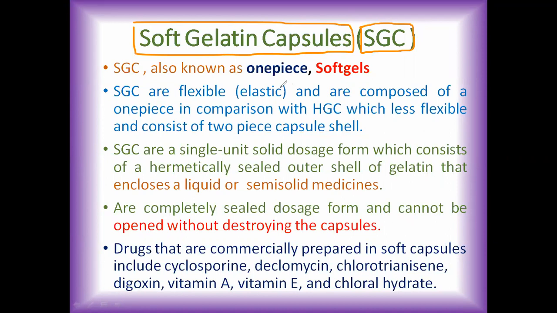Now, soft gelatin capsules are also known by some other names, and they consist of one piece. For example, if you have a soft gelatin capsule, it is a single piece. As opposed to hard gelatin capsules, where we have cap and body, soft gelatin capsules are one piece in nature, and they are also called soft gels.